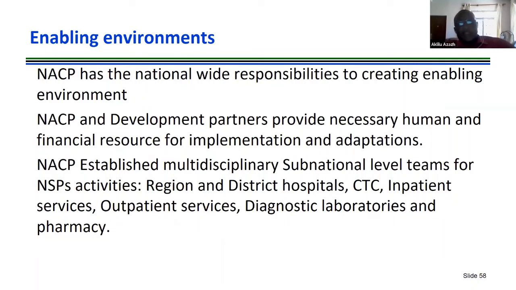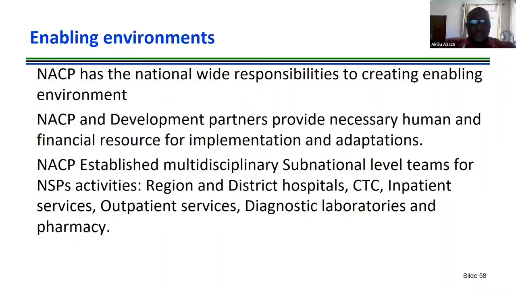The next is enabling environment. Again, we have seen that NSCP is a very important organization in this country, so it has the responsibility to provide the necessary financial resources for implementation, adaptation, and establishment. In this situation of enabling environment, the NSCP has established what you call multidisciplinary teams or subnational level teams. These are just a few examples that I'm giving you.